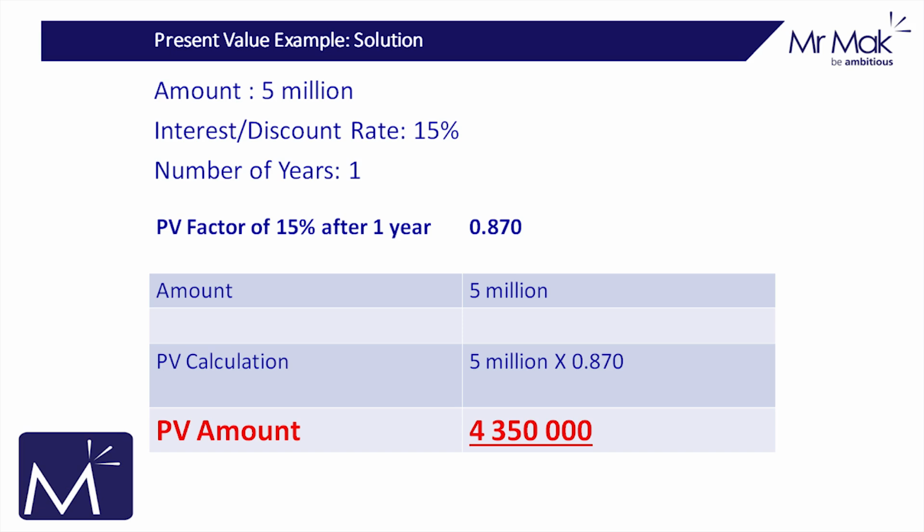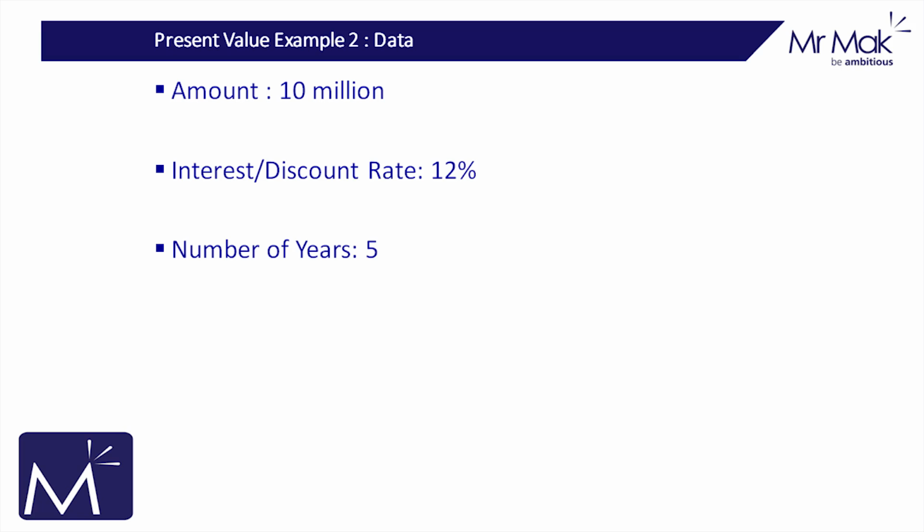0.870. If you multiply 5 million by that present value factor of 0.870, it will tell you that the present value of that amount is 4,350,000. That is the present value of 5 million due a year from now if the discount rate to be applied is 15%. It is 4,350,000.